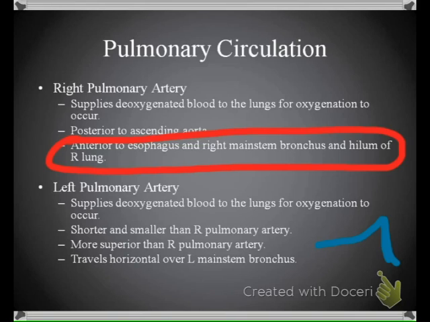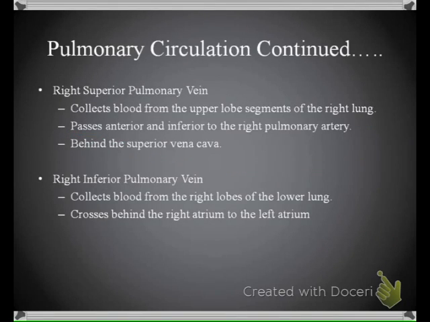So the right superior pulmonary vein collects blood from the upper lobe segments of the right lung. It passes anterior and inferior to the right pulmonary artery and behind the superior vena cava. The right inferior pulmonary vein collects blood from the lobes of the lower lung, and crosses behind the right atrium to the left atrium.